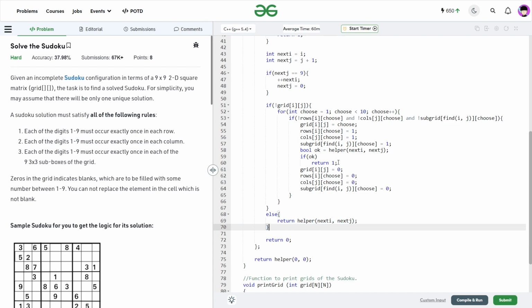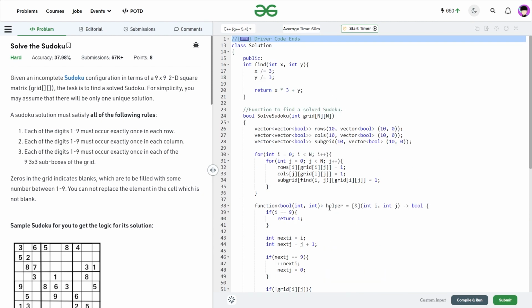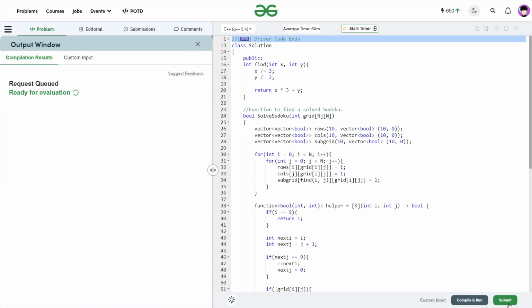Now at the end, if there was not even a single position where it returned true, that means the answer is not possible for this particular cell, and that is why I have to return 0 here, right? Now this print grid function will be called automatically by the driver function. We don't have to call it explicitly. We just have to return whether a state was possible or not. So this was all about today's problem of the day. Let me just quickly submit this and show you that this particular code works.